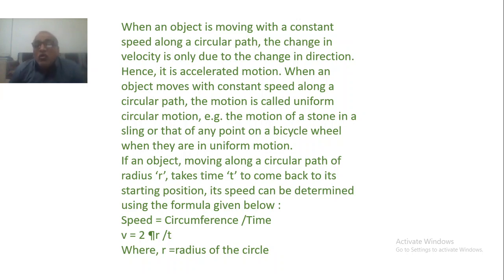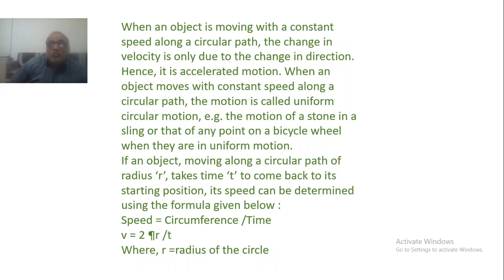Now, what is uniform circular motion? When an object moves with constant speed along a circular path, the motion is called uniform circular motion. For example, the motion of a stone in a sling, or that of any point on a bicycle wheel when they are in uniform motion.